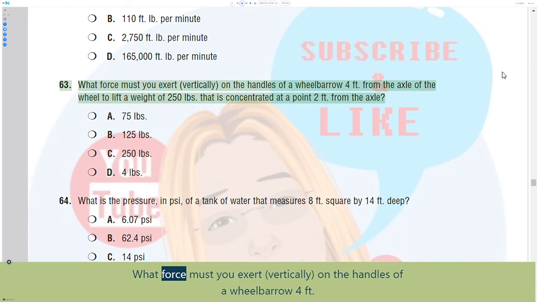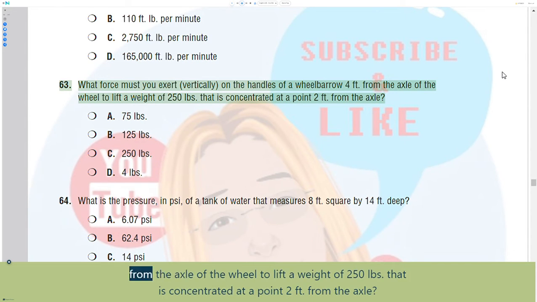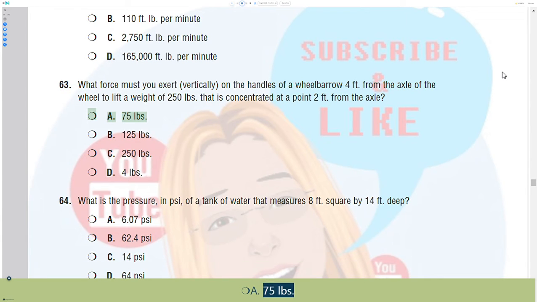63. What force must you exert, vertically, on the handles of a wheelbarrow 4 feet from the axle of the wheel to lift a weight of 250 pounds that is concentrated at a point 2 feet from the axle? A. 75 pounds. B. 125 pounds. C. 250 pounds. D. 4 pounds.